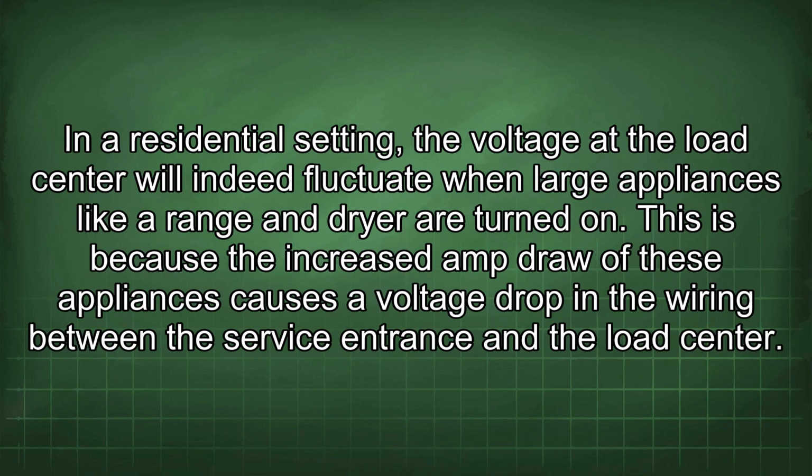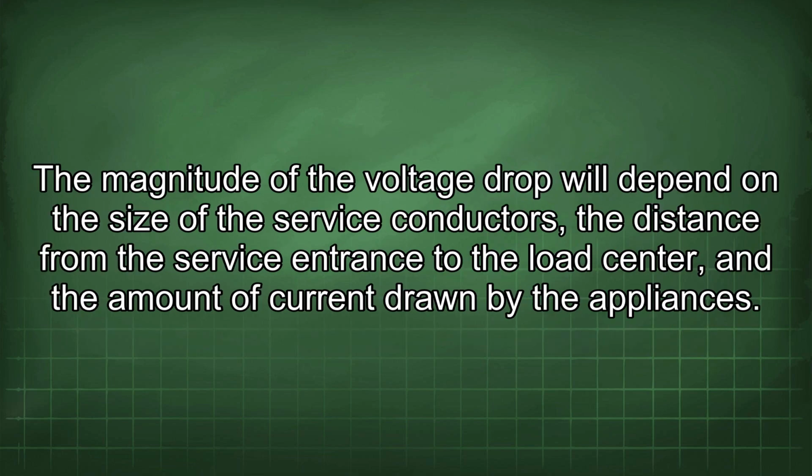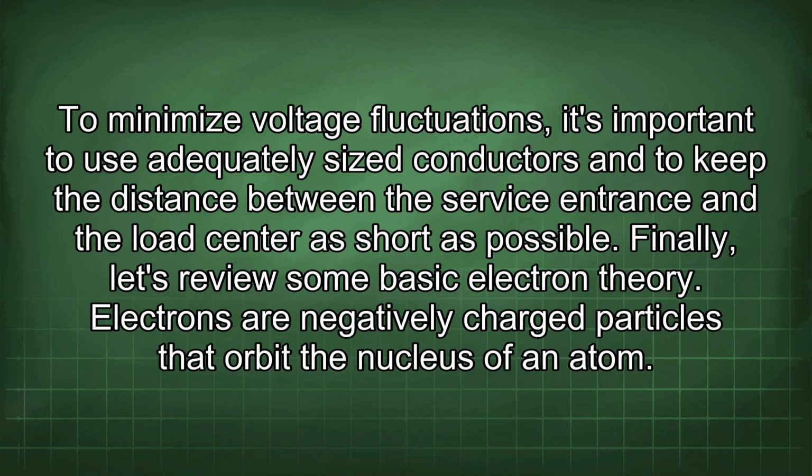In a residential setting, the voltage at the load center will indeed fluctuate when large appliances like a range and dryer are turned on. This is because the increased amp draw of these appliances causes a voltage drop in the wiring between the service entrance and the load center. The magnitude of the voltage drop will depend on the size of the service conductors, the distance from the service entrance to the load center, and the amount of current drawn by the appliances. To minimize voltage fluctuations, it's important to use adequately sized conductors and to keep the distance between the service entrance and the load center as short as possible.